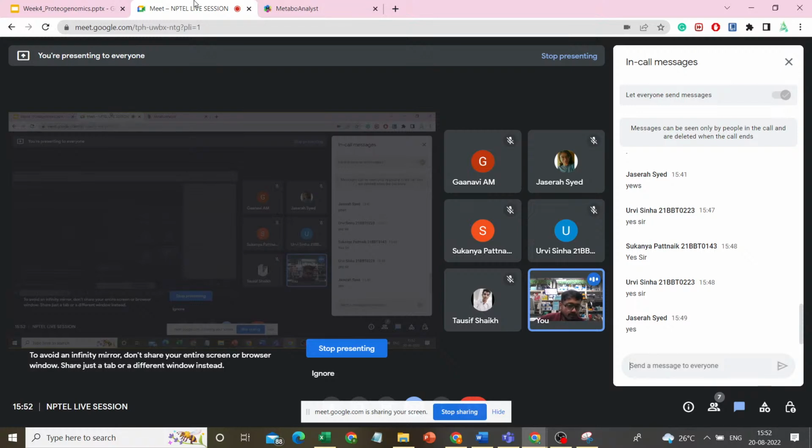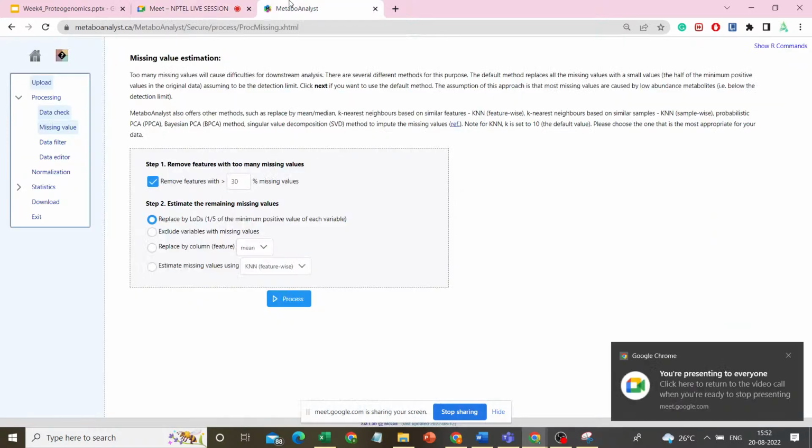If we give 50%, it will be 5 samples, but here we are giving greater than 30%, so any feature missing from more than 30% of the values will be removed. Different studies can take different values, but it cannot be more than 50. 50 is the maximum, and the general norm is to take 30%. So am I clear? Please let me know if you are not understanding.